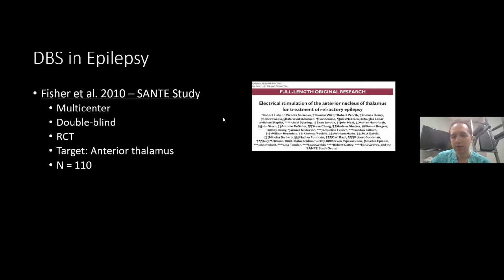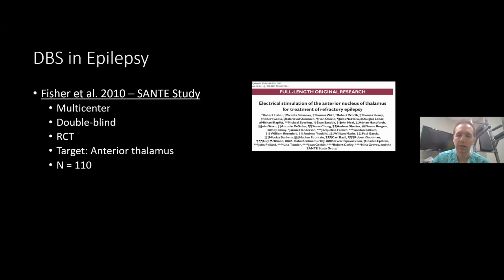One of the other big indications I mentioned before is epilepsy. This is an evolving topic as well. This is an important study, the SANTE study, a multi-center double-blinded randomized controlled trial where they used an anterior thalamic target and implanted DBS leads. The responsive neurostimulator, the NeuroPace, has been out for a while, and this is not that. This is just a standard DBS unit that's firing 24 hours a day, purely in the anterior thalamus. The idea is that it's interrupting the neural network that's causing the seizures.